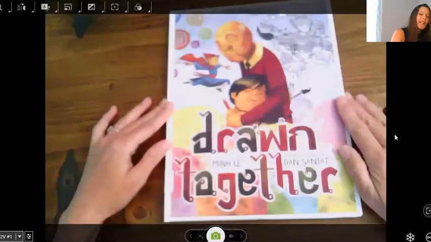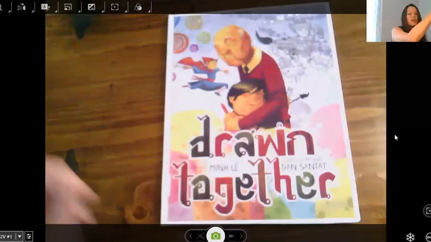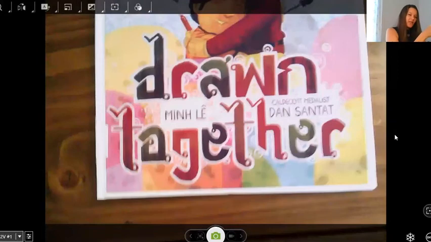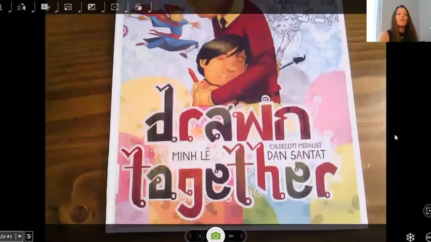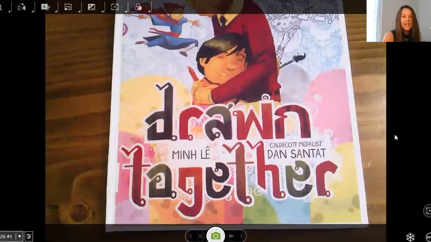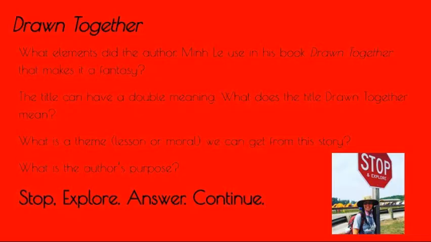So, drawn together, kind of a play on words, that title, Drawn Together. So, your job right now is to tell me, why is this a fantasy? What are the elements of the genre that make it a fantasy? Drawn Together. What elements did the author, Dan Santat, use in the book Drawn Together that makes it a fantasy?